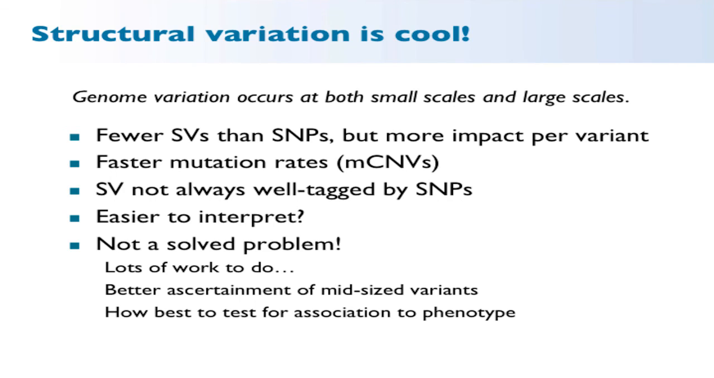They may be easier to interpret in some cases because, at least in some cases, the effect is really direct, right? The CNV impacts the exons of a gene, and if you look at the exons as deleting or duplicating, you can predict the direction of effect. And in many cases, that seems to work well. It's certainly not a solved problem. We've got a lot of work to do, especially better ascertainment of these mid-sized variants, a few hundred base pairs up to a kilobase. And also, how best should we go about testing for association to phenotype?